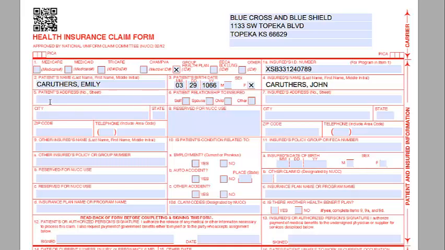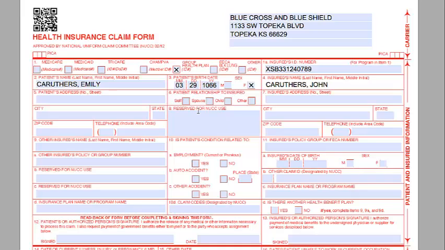Item number 5 is where we put in the insured's address. I only fill out item number 5 if the address for the insured and the patient are different. This may be the case where the parents are divorced and the primary place of residence is different than where the insured lives. But otherwise, I'm going to leave this blank.